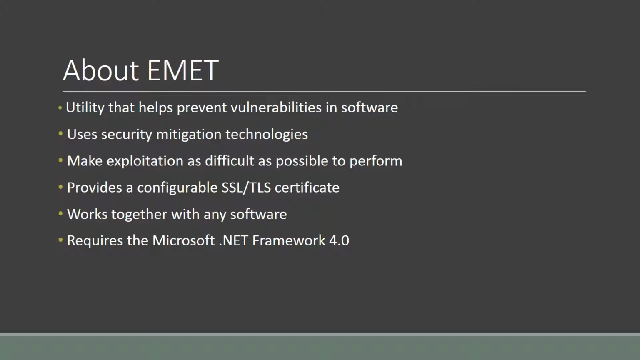EMET also provides a configurable SSL/TLS certificate pinning feature that is called Certificate Trust. This feature is intended to detect man-in-the-middle attacks that are leveraging the public key infrastructure and stop them. EMET can work together with any software regardless of when it was written or by whom it was written. This includes software that is developed by Microsoft and software that is developed by other vendors. However, you should be aware that some software may not be compatible with EMET.